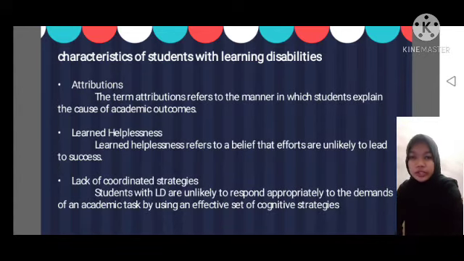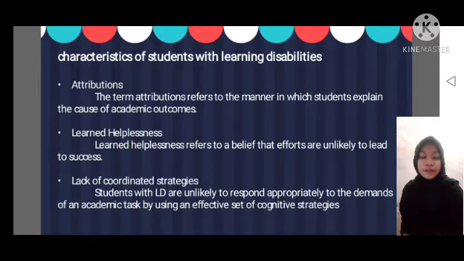Next, point number 3 is attribution. The term attribution refers to the manner in which a student explains the cause of academic outcomes. For example, if we ask a successful student, why did you get an A on the science test? The answer would probably be, I got an A because I studied hard. In other words, the student attributed the cause of the good grade to studying hard.